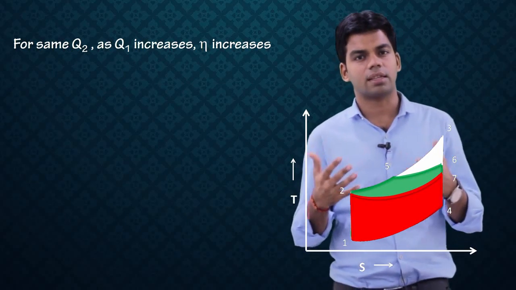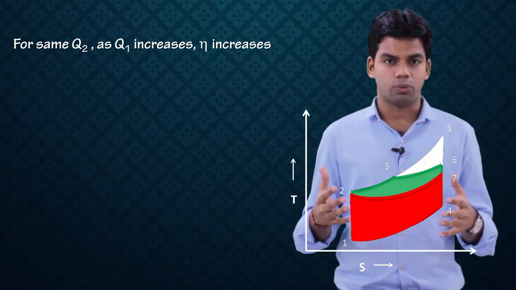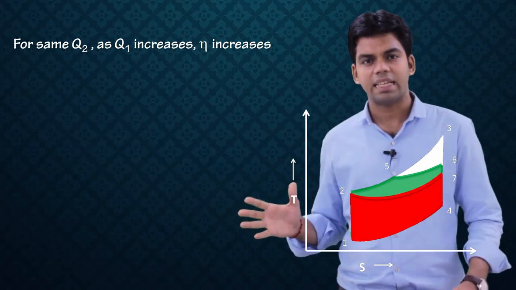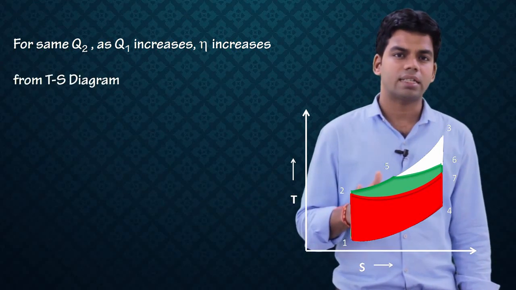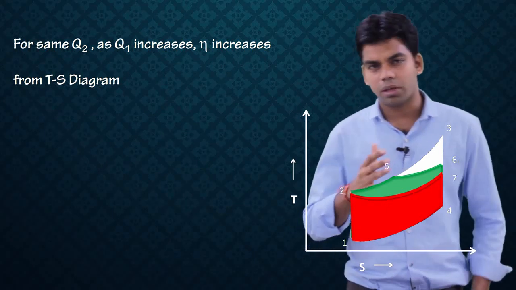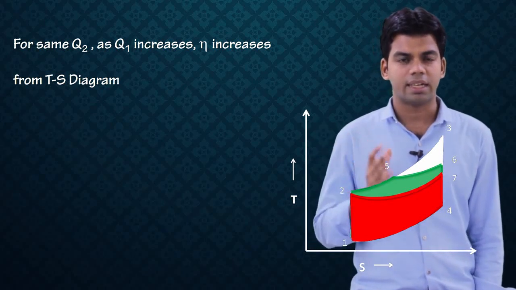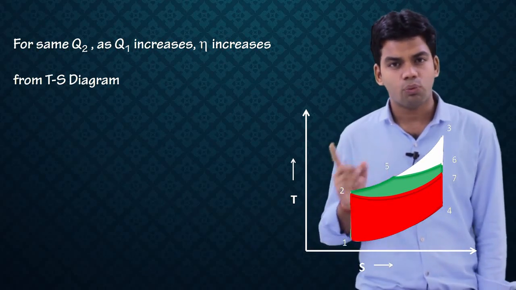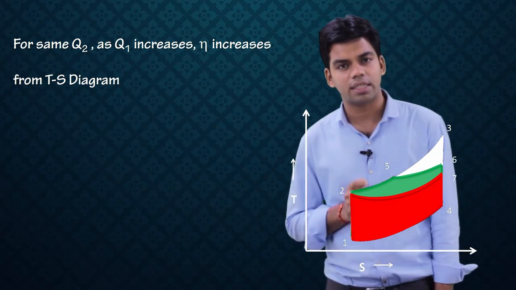Q1 की value जितनी ज़्यादा होगी, efficiency उतनी ही ज़्यादा होगी. Now how can we compare this Q1? So just look into this TS diagram. And as we know, area under TS diagram gives heat transfer. And just look into the heat addition process of the three cycles. Process 2, 3 is heat addition for Otto cycle, process 2, 5, 6 is the heat addition for dual cycle, and process 2, 7 is the heat addition for diesel cycle.